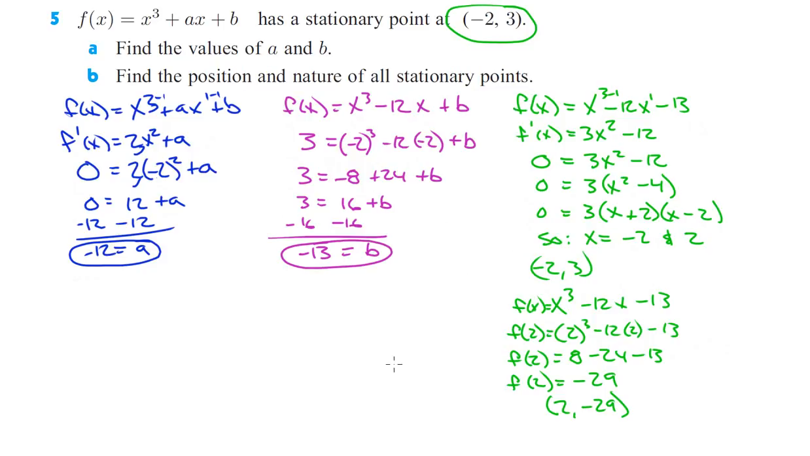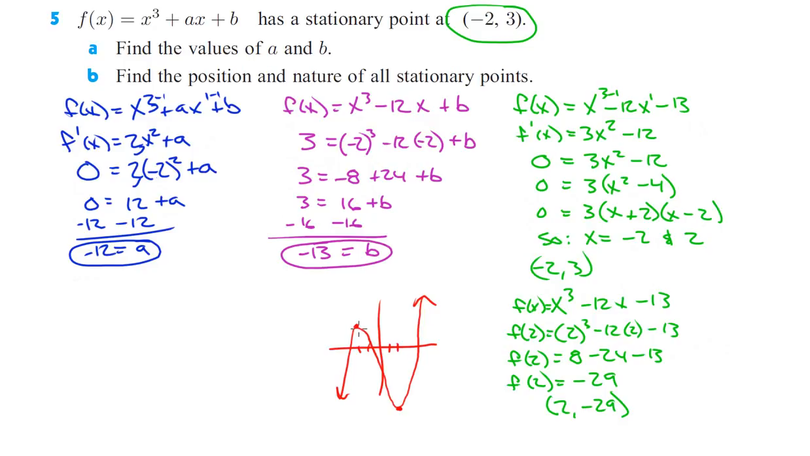So again, if we just really roughly sketch that graph, right, we've got negative 2 and say 3 here, and then we've got 2 and negative 29. So let's just pretend that that's it right there. This is a positive x cubed, so we know it ends up going up. So our graph's going to look roughly something like this, right?